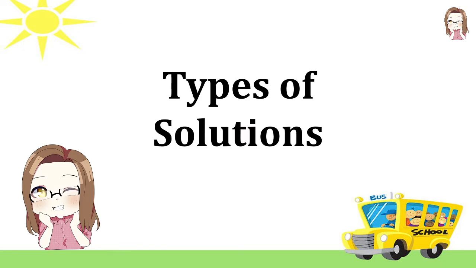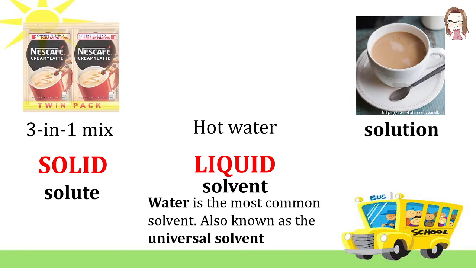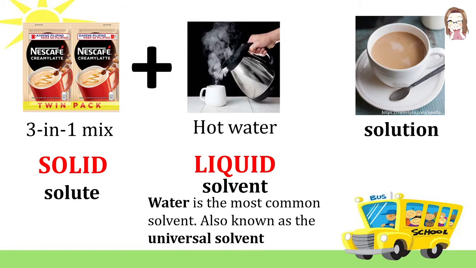Okay, here are the different types of solutions. Like dun sa first example natin kanina, dun sa morning coffee ko, we have a solute which is in the form of a solid or in a solid phase. Solid solute. Example natin, we have the 3-in-1 mix, coffee mix. Then you add a liquid solvent. So solid solute plus liquid solvent, we can produce a solution.